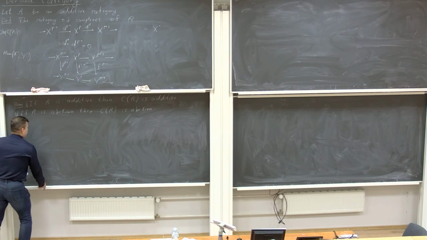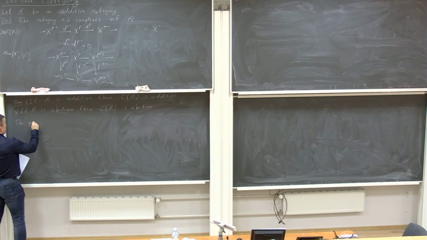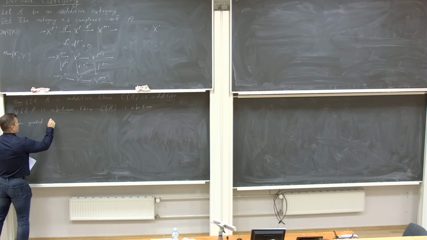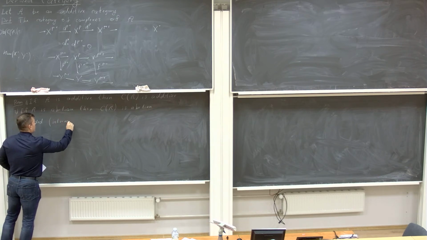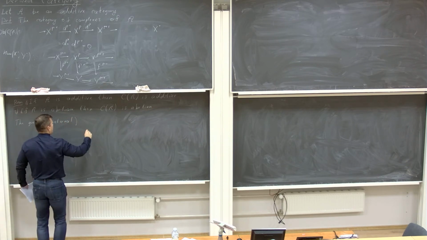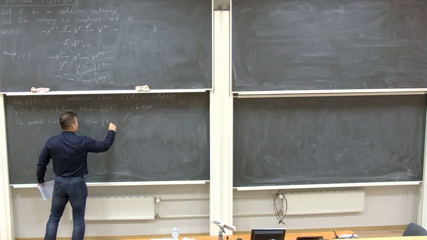Now I want to define the homotopy category, and I'm going to do this kind of in two steps. First, I'm going to define the graded, or sometimes it is called internal, hom between two complexes.